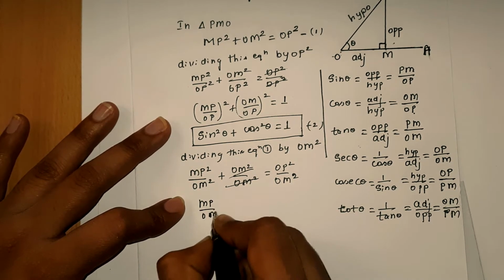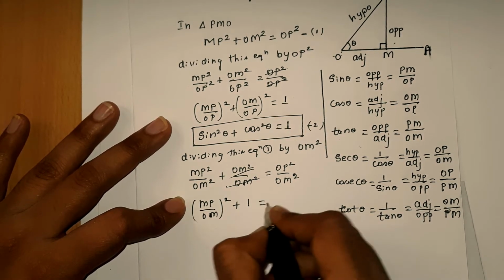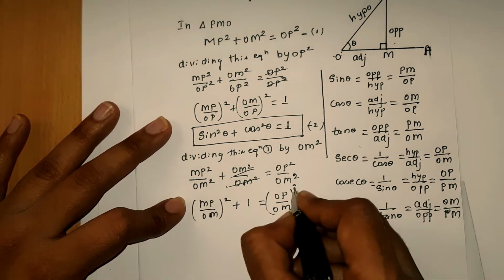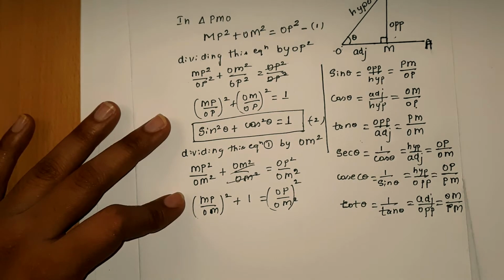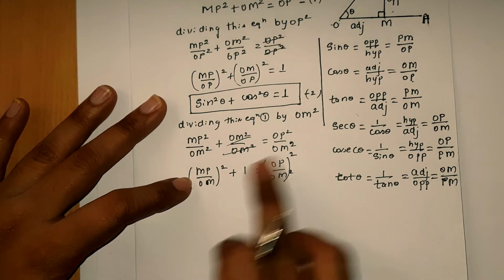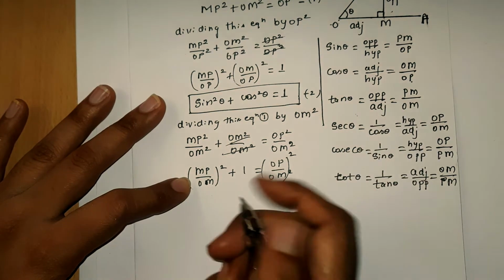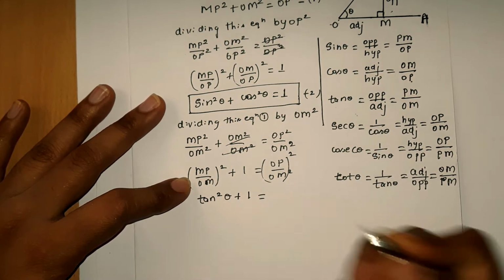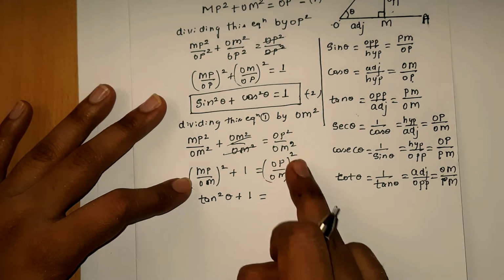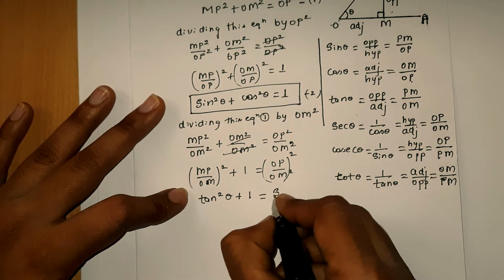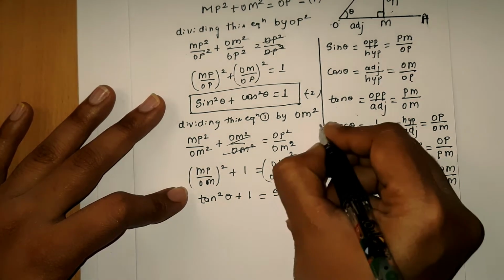MP by OM square plus 1 is equal to OP by OM whole square. Clear? So now MP or PM by OM is given by tan theta. So I am writing it as tan square theta plus 1 is equal to OP by OM. OP by OM is nothing but secant theta. So it is secant square theta.